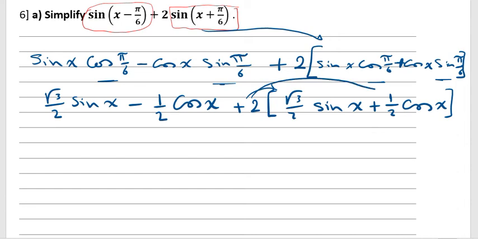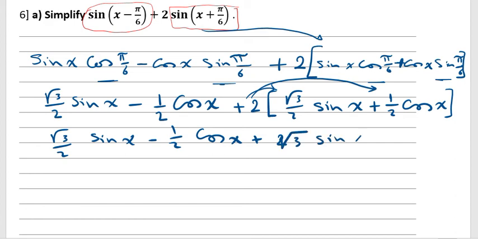Expand this bracket. All of these steps are only steps of simplifying: expanding brackets, multiplying fractions, subtracting fractions, dividing fractions, collecting like parts. These are points of simplifying. So it will be root 3 over 2 sine x minus 1 over 2 cosine x plus 2 multiplied by root 3 over 2, which is root 3 sine x, plus 2 multiplied by 1 over 2, which is 1 cosine x.